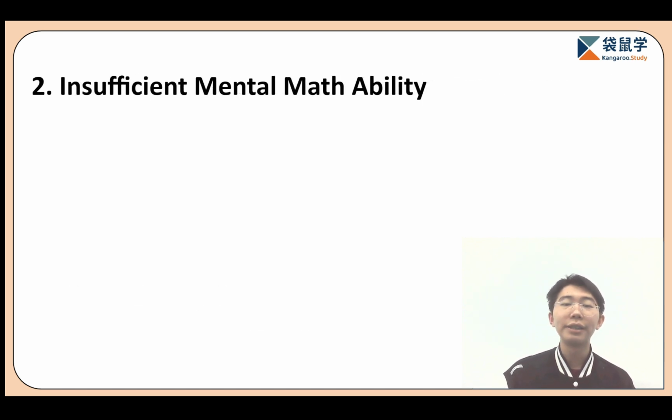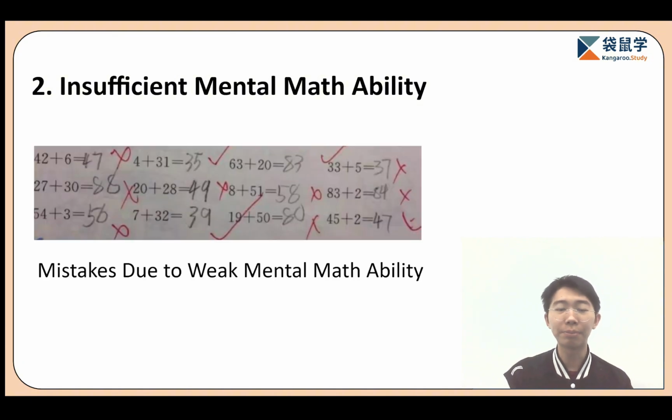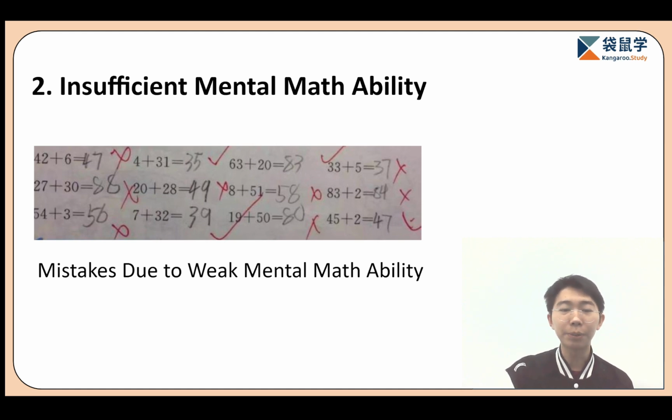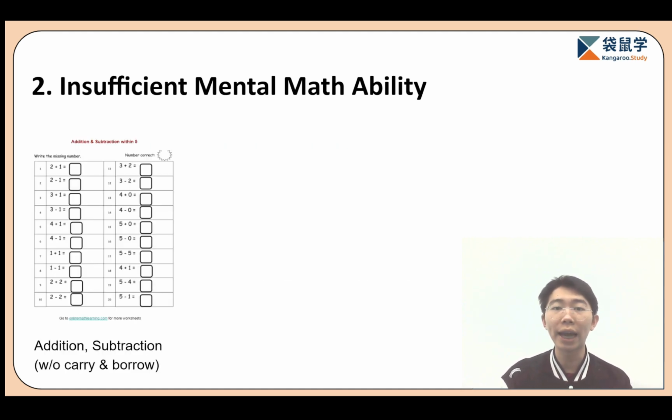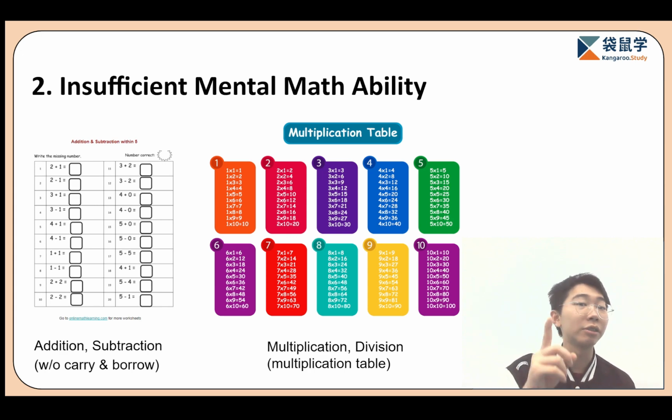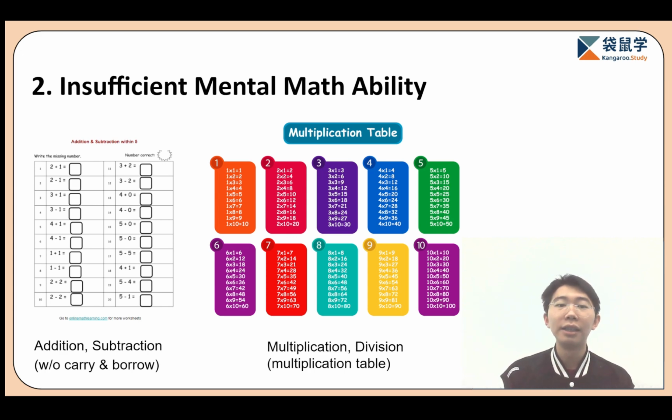Moving on, now we are given some easy expressions, like the expressions without carrying. If the students cannot solve it fast and with high accuracy, that means they have insufficient mental math ability. Mental math ability is the foundation of all calculation ability. For easy expressions like the addition and subtraction without carrying or borrowing, or the multiplication and division in the multiplication table, students should be able to tell the result directly without thinking. The lack of mental math ability will lead to slow calculation speed and high error rate.